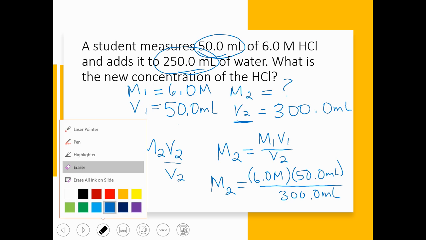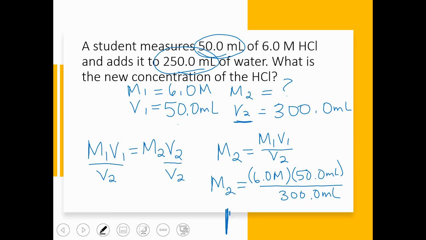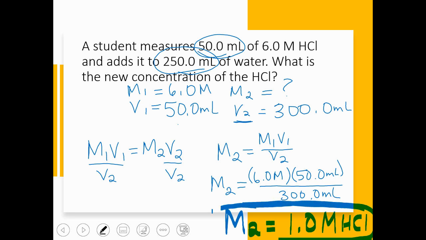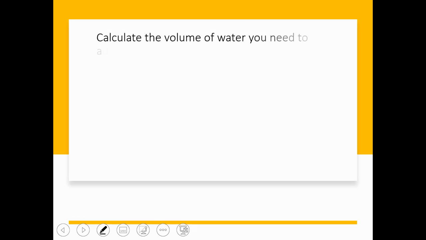So M2, here's my answer, is going to be 1. I need 2 sig figs, so I have to add the 0.0. And you should always add the label. It's molarity, and it is an HCl solution. So this is the new concentration of the hydrochloric acid. You're going to see some problems like that on the worksheet today and in WebAssign and in many future situations.